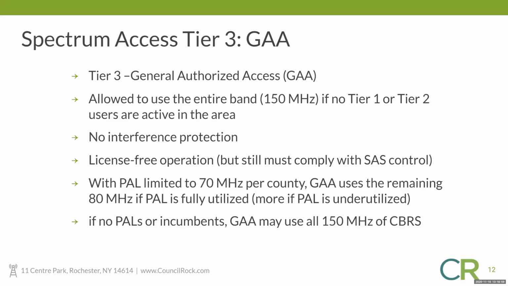And then the lower access tier, tier 3, is the general authorized access. They are allowed to use the entire band, the 150 megahertz, if there is no tier 1, if there is no incumbent and there is no PAL. They can use it all the time, 150 megahertz. They don't have any interference protection. They are license-free operation. They still have to comply with the SAS. They still have to connect to any of those operators that have a SAS.